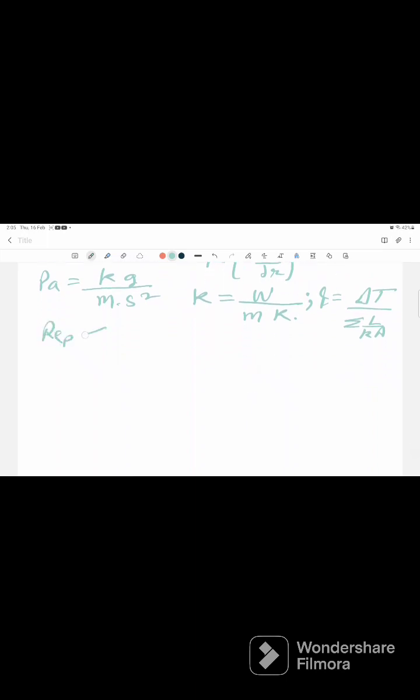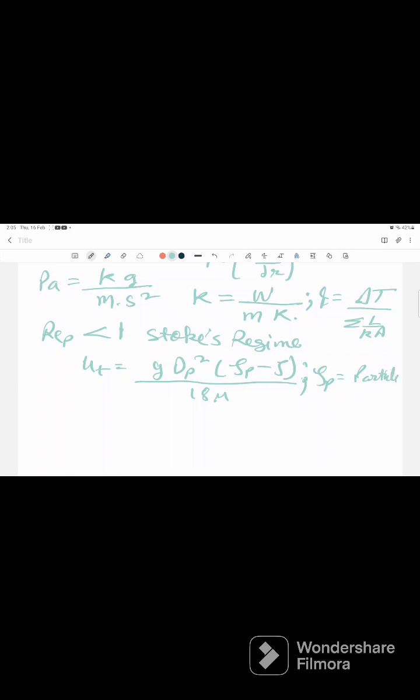Reynolds number less than 1 is for the Stokes regime. And ut is defined as g dp square (rho p minus rho) upon 18 mu. Rho p is the particle density.